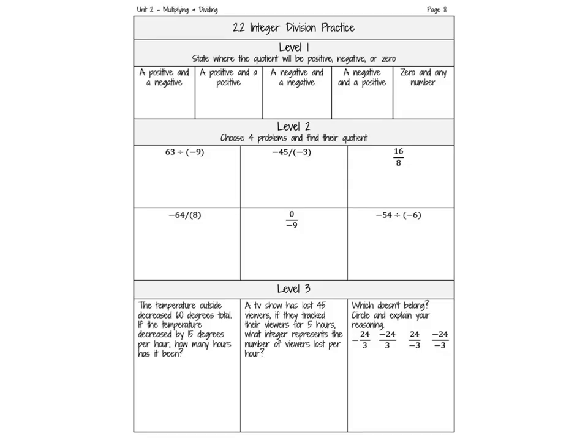All right. So, your 2.2 practice. Level 1, just stating, is the quotient going to be positive? Is it going to be negative? When will it be 0? Level 2, pay attention to how many problems your page says to do. And then level 3, we just got some word problems, okay? So go ahead and work on that.